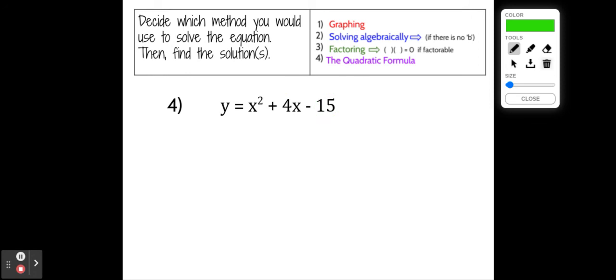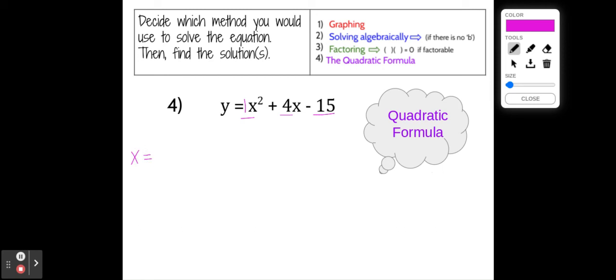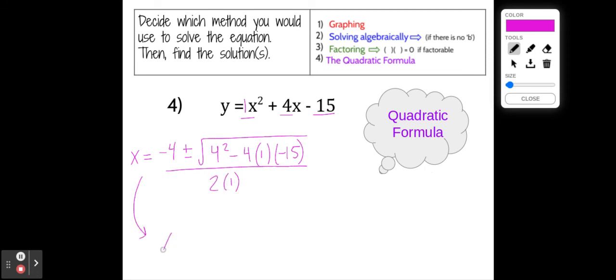So even though it looks like factoring is going to be the best method, it's not, because this isn't even factorable. So if it's not factorable, then the only way that I can solve it is the quadratic formula. So quadratic formula is going to be our best bet on this one. Okay, so our A is 1, B, and C. Okay, here we go. X is equal to negative B plus or minus the square root of B squared minus 4AC, all over 2A.